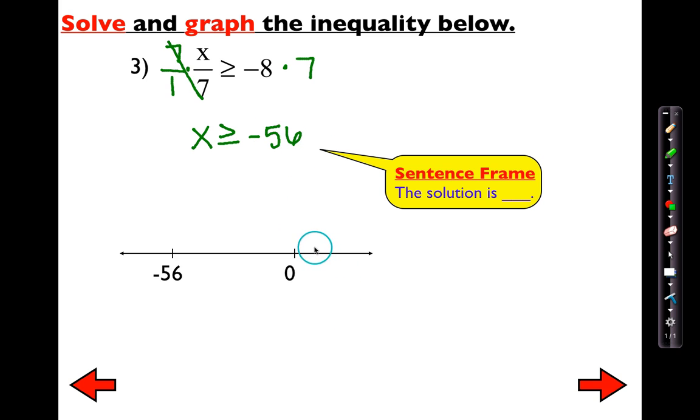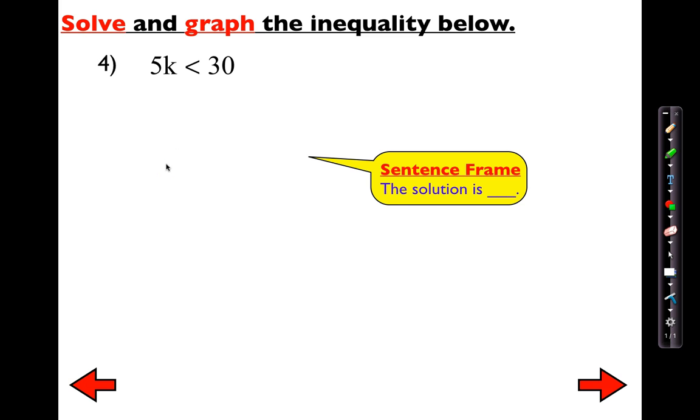So here, I'm going to first draw an open circle. Because it's greater than, I'm going to draw it to the right. But because it's also equal to, I'm going to now fill it in. So, again, notice the key thing is you need to make sure you're drawing an arrow to indicate that it goes on forever. And you need to understand that this basically represents any value greater than negative 56 will create a true statement, including negative 56 as well.